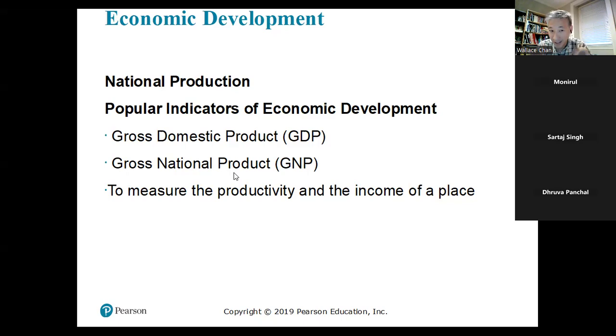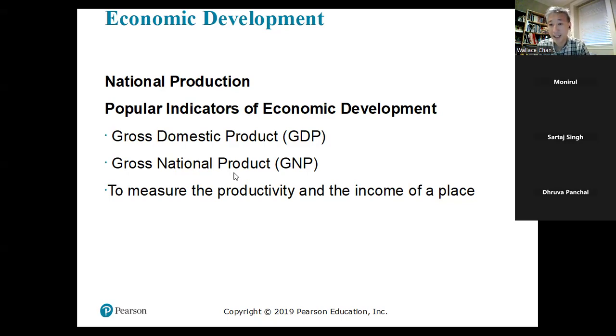GNP is another one, but GDP is more commonly used. When we talk about GDP or GNP, it's not only to measure the productivity of a country, but it's also used to measure the income of a country. This is why it is the case, because how much income you have is determined by the productivity.